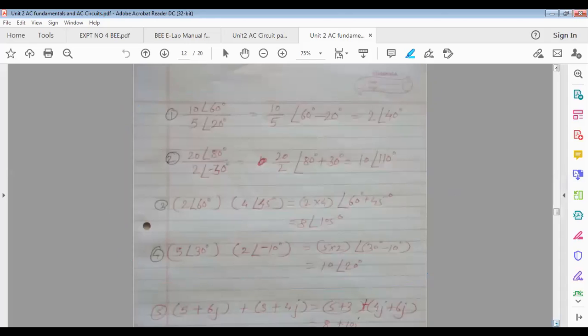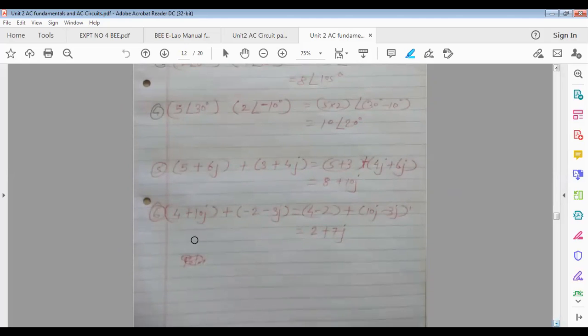Okay, now see the rectangular form. Rectangular form means what? Real part and imaginary part. So what do you have to do? Complex numbers, ma'am, I already have.